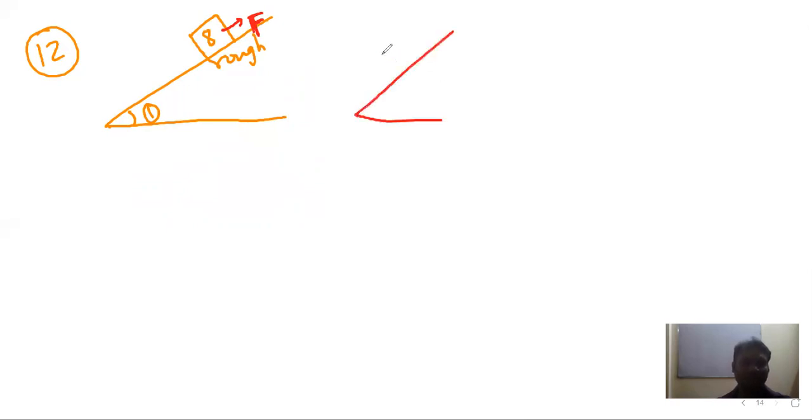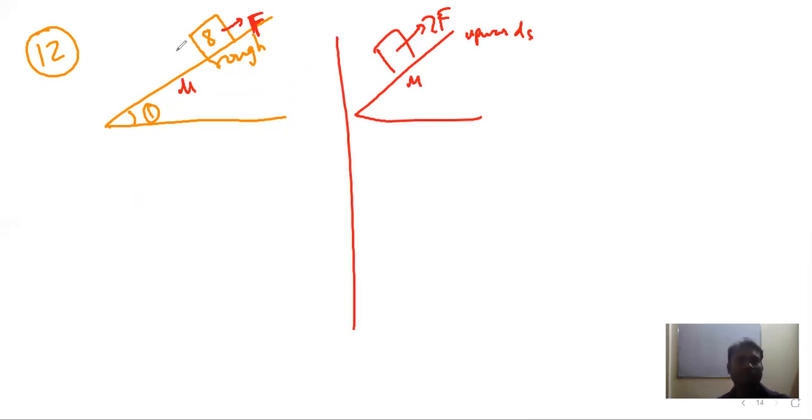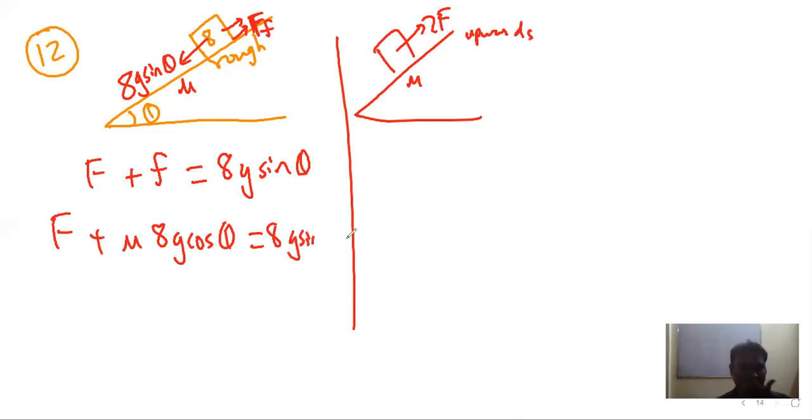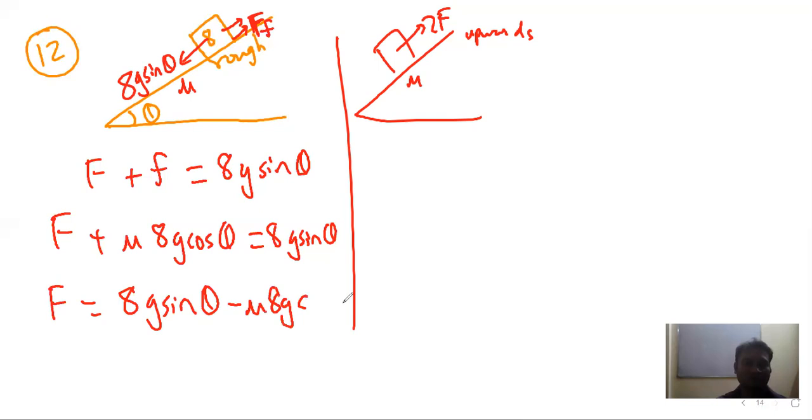If I apply an upward force of 2F, it slides upward. We have to find the value of the coefficient of friction. In the first case, friction acts in the upward direction because the block is stationary. So mg sin theta equals capital F plus mu mg cos theta, because the normal reaction is mg cos theta. So F equals mg sin theta minus mu times mg cos theta.